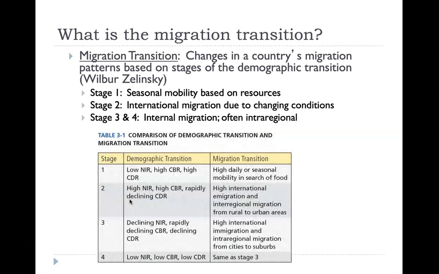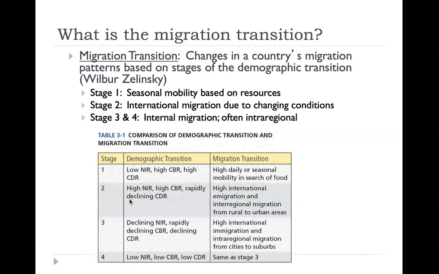So in stage 1 of the DTM, that's the hunter-gatherer stage, you see seasonal mobility based on resources. People are going to be moving, but they're going to be moving to follow the packs of animals. They're going to be moving to places where the gathering is more plentiful. They're going to move based on food. That's the resource they're talking about.